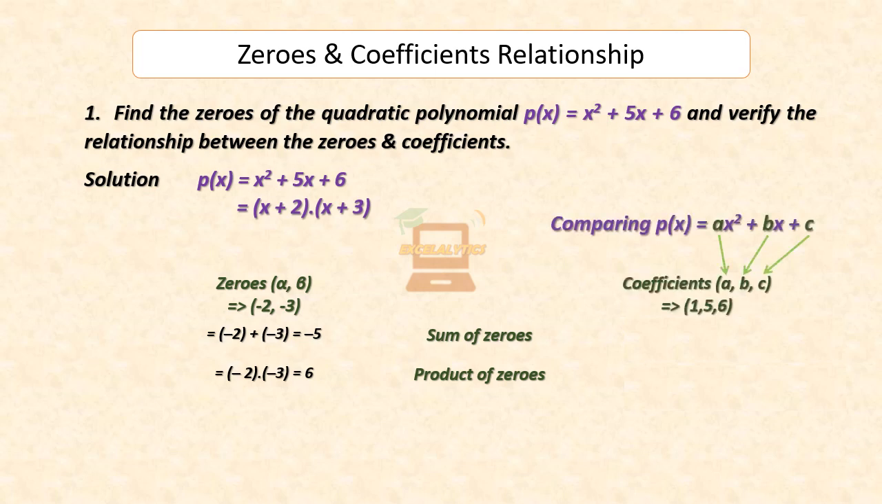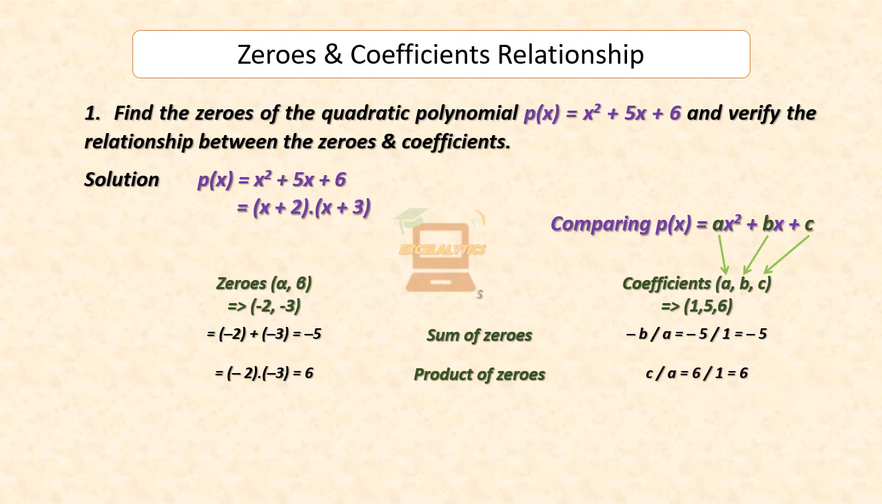If x squared plus 5 times x plus 6 is a quadratic polynomial, then the sum of the zeros will be the negative ratio of the coefficient of x to that of coefficient of x squared. Also, the product of the zeros will be the ratio of the constant term to that of the coefficient of x squared. So, sum of the zeros will be minus of 5 by 1 equal to minus 5. Product of the zeros will be 6 by 1 equal to 6.